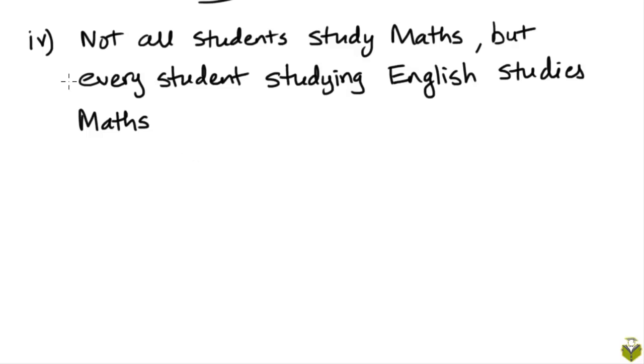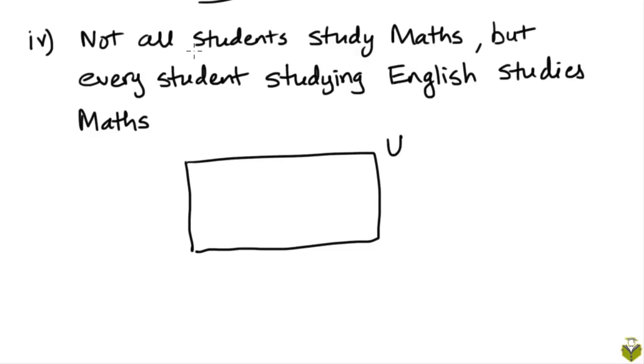Here's a fourth verbal description. Not all the students study maths, but every student who studies English also studies maths. So we draw the universal set again, and we are given that not all the students study maths. So if we were to represent the set M like this, not everyone studies maths. This means there are some students outside of the set M. Then we are given that every student who's studying English studies maths. This means the set E is a subset of the set M.